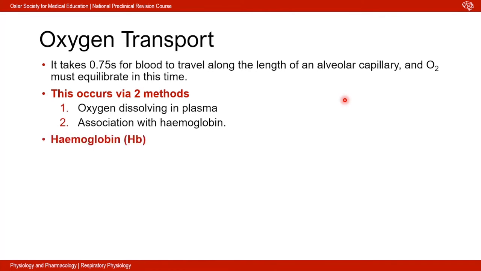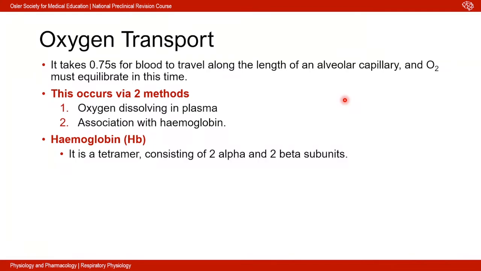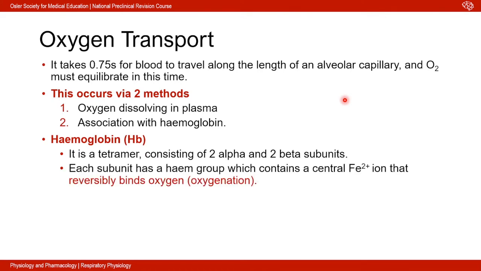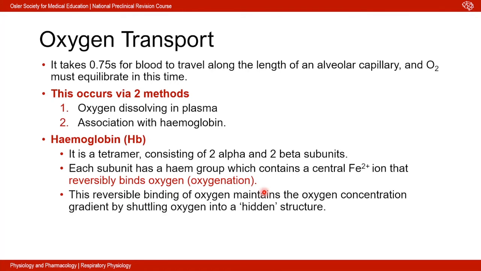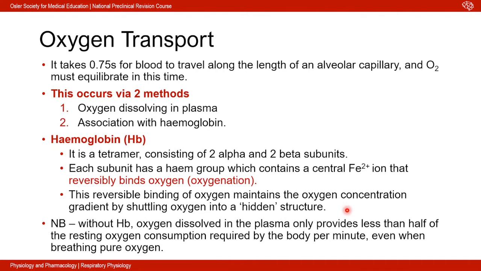Hemoglobin is potentially the most important because oxygen isn't actually that soluble in the blood, as opposed to carbon dioxide, which is very, very soluble. Hemoglobin is a tetramer, with 2 alpha and 2 beta subunits. Each subunit has a heme group, which contains a central iron ion that reversibly binds oxygen, and that's known as oxygenation. The reversible binding means that the oxygen concentration gradient can be maintained because it hides the oxygen away, so it's no longer involved in that concentration gradient. That's really useful for gas exchange.